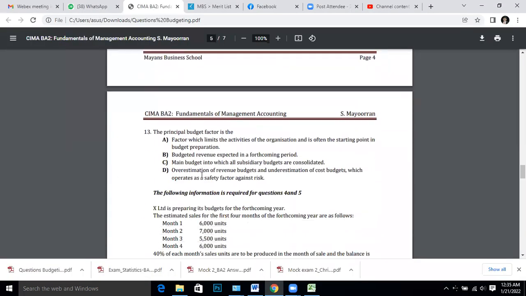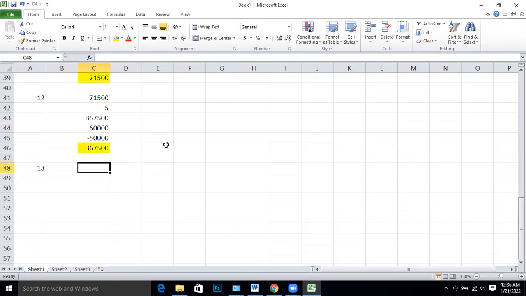13. Principal budget factor. A factor which limits the activities of the organization and is often the starting point of budget preparation. Yes. A.